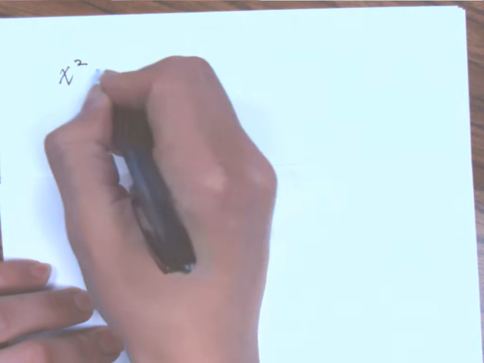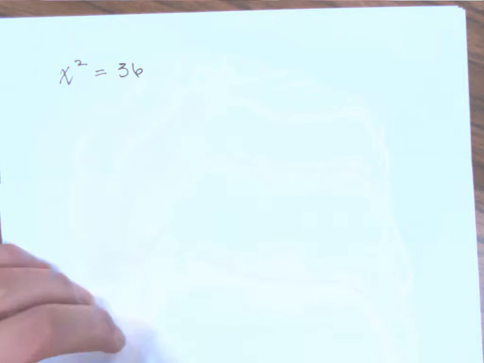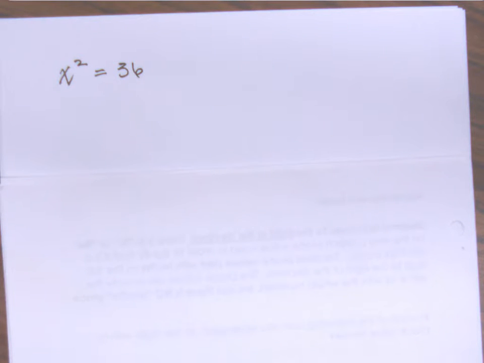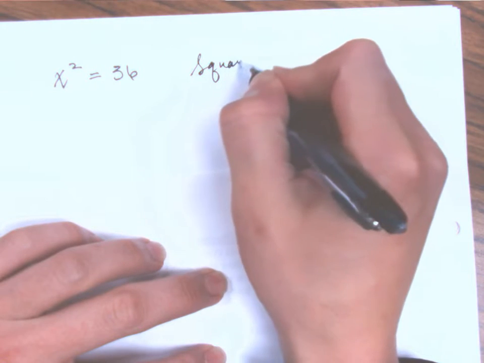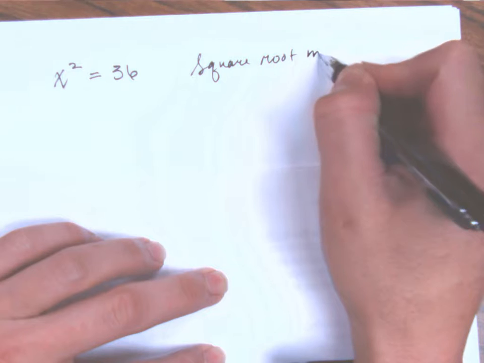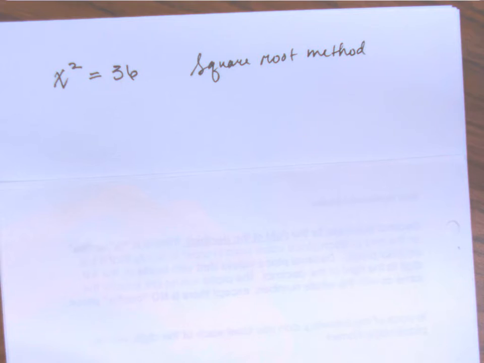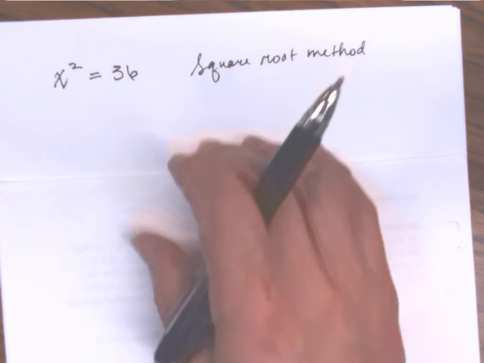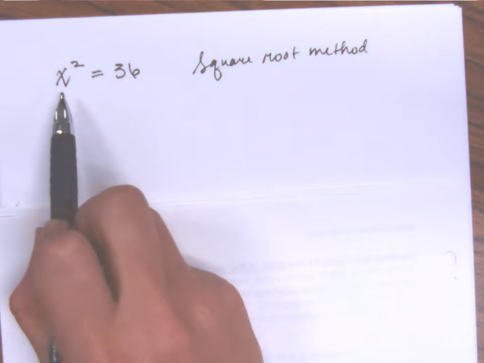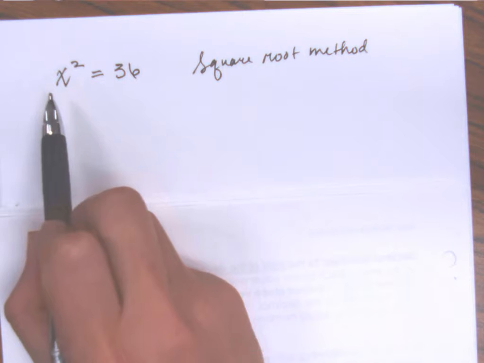Today we're going to look at a couple of examples for solving equations called the square root method. So let's say we're given an equation to solve and it looks like x squared equals 36. So I want to use something called the square root method. Okay, so the square root method means that in order to solve for x here, because it's x squared, I have to take the square root.